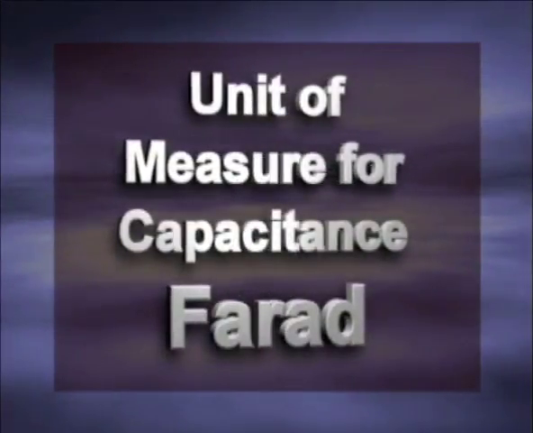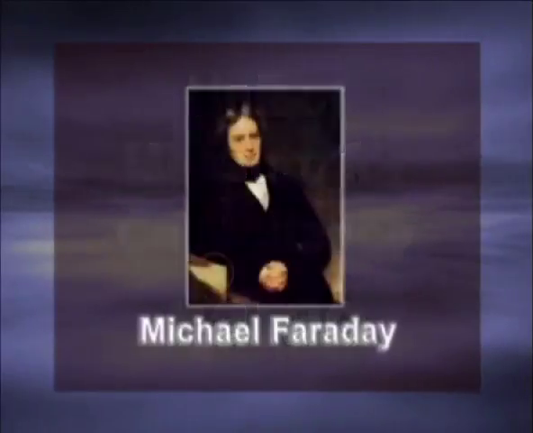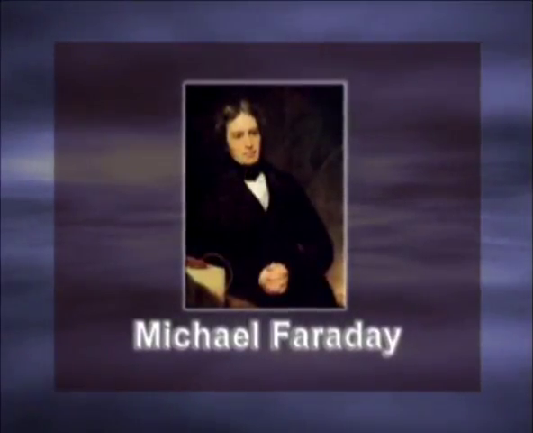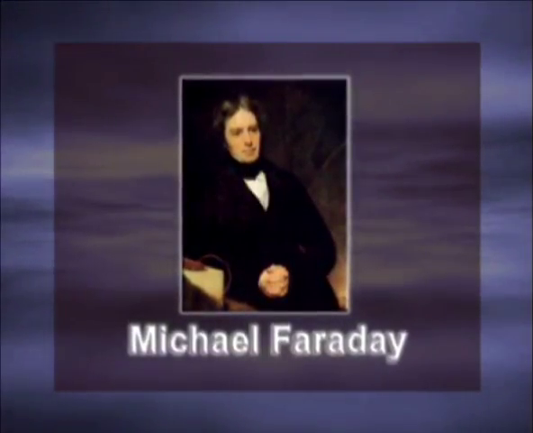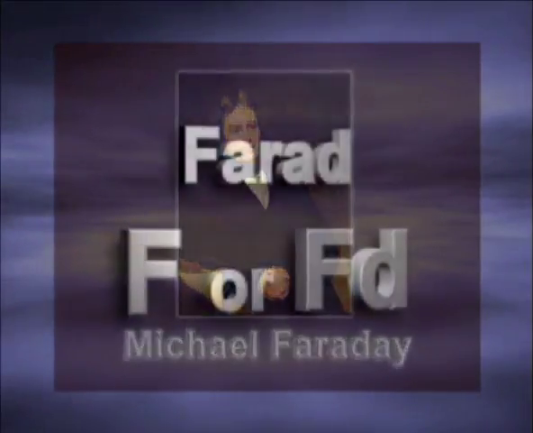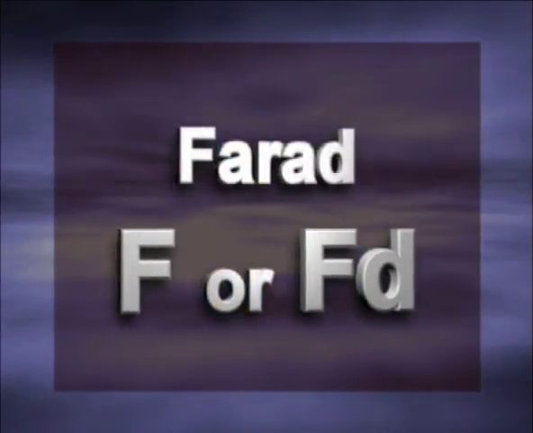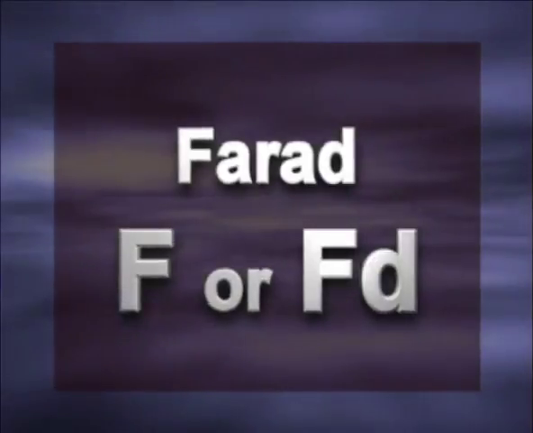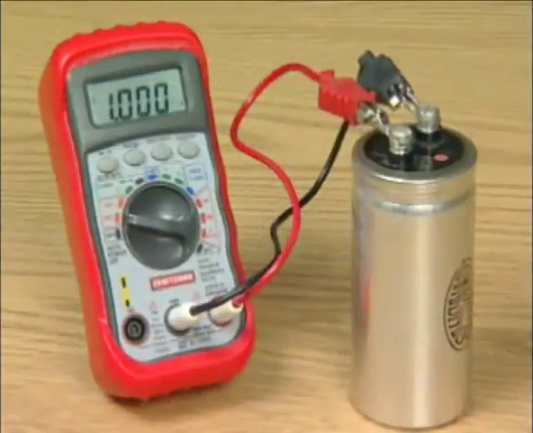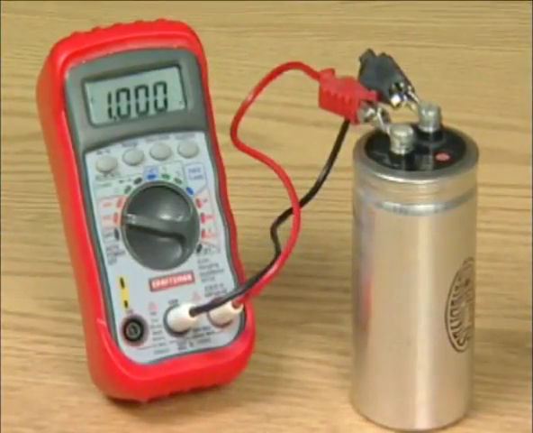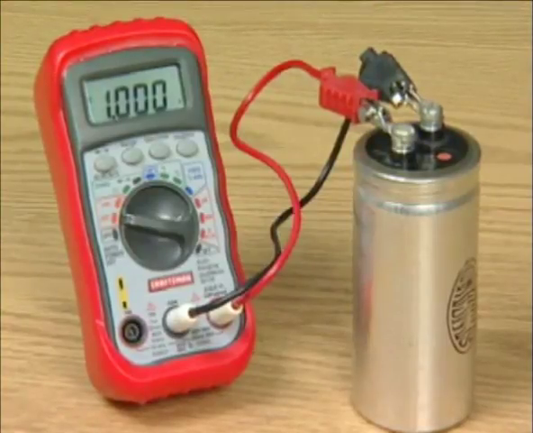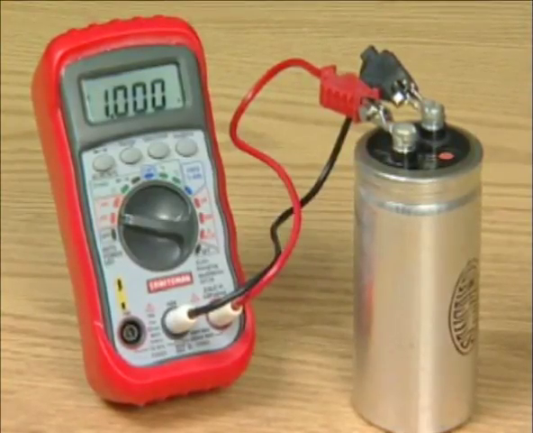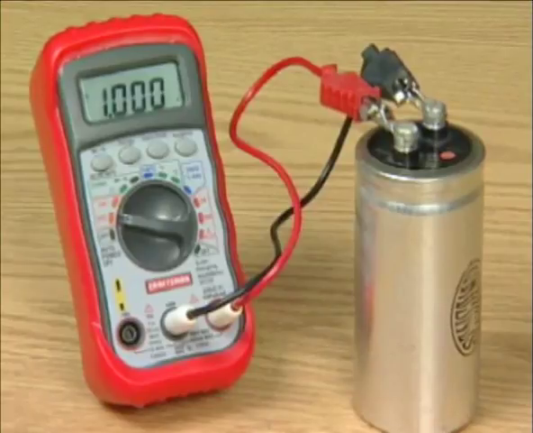The unit of measure for capacitance is the farad, named in honor of Michael Faraday, the scientist who advanced the concept of electromagnetic induction. The symbol for the farad is F or FD, but other symbols are sometimes used. 1 farad of capacitance is the ability of a capacitor to store 1 coulomb of charge with 1 volt of potential difference across its plates.